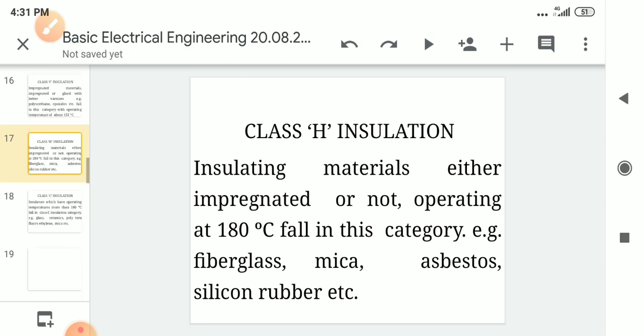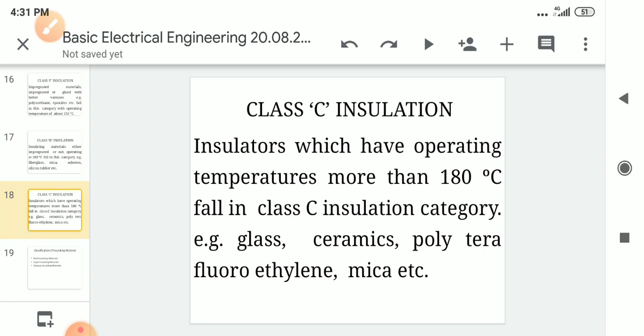The last category is what? That is class C insulation material. Its maximum working temperature of more than 180 degrees centigrade falls in class C. Here the examples are glass, ceramic materials, polytetrafluoroethylene, quartz, mica, porcelain. These are the examples for this class C. Right? So these are the classifications on the basis of operating temperature.